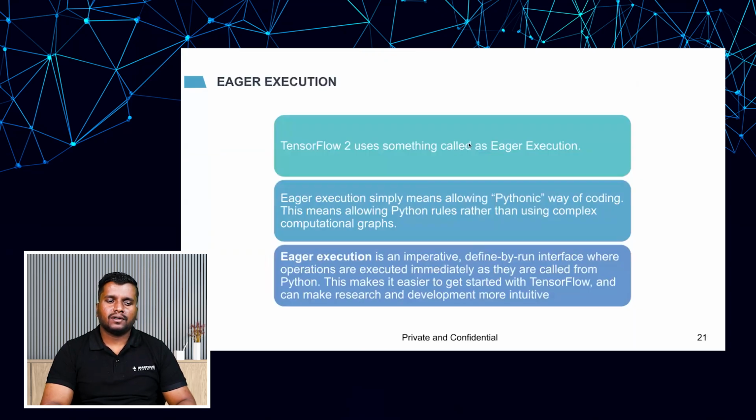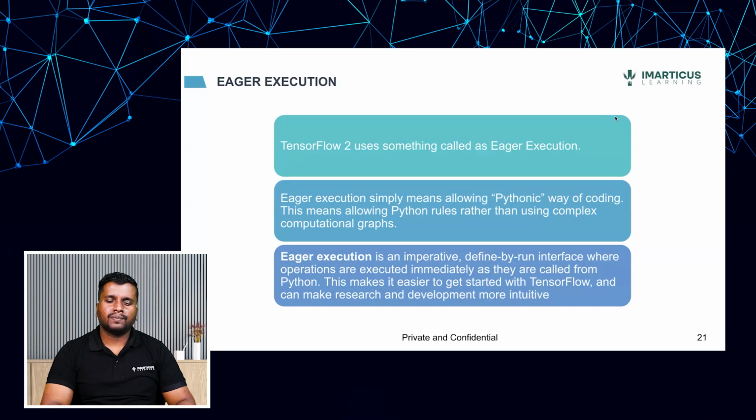Eager execution. TensorFlow 2 uses something called eager execution. This is a mode of executing code. Eager execution simply means allowing a Pythonic way of coding. This means allowing Python rules rather than using complex computational graphs. So here in eager execution, it is using Python's base executional method.